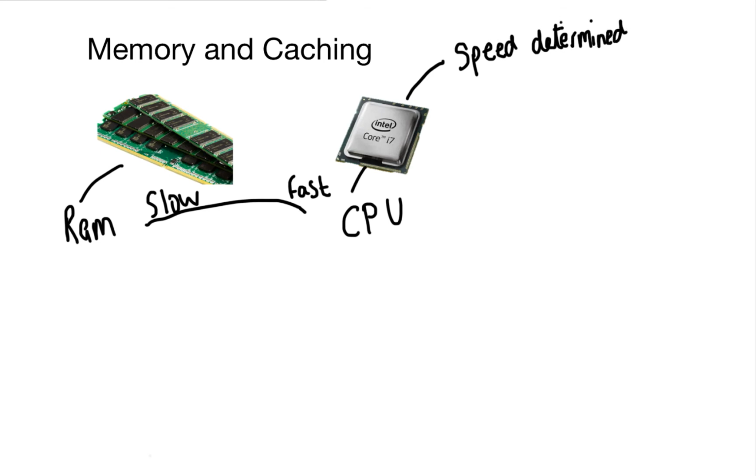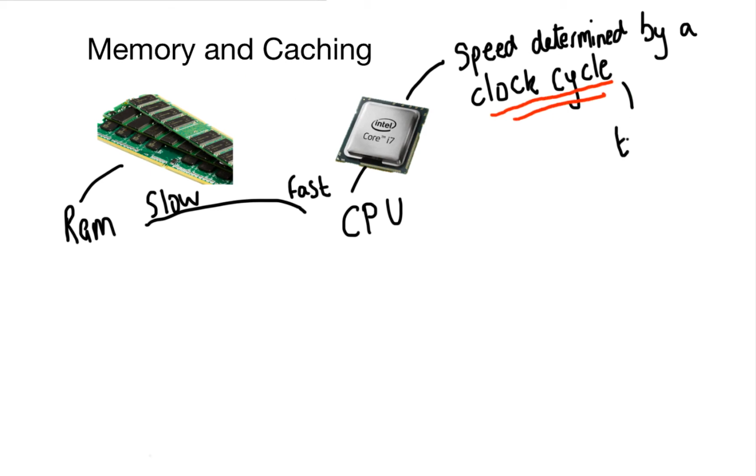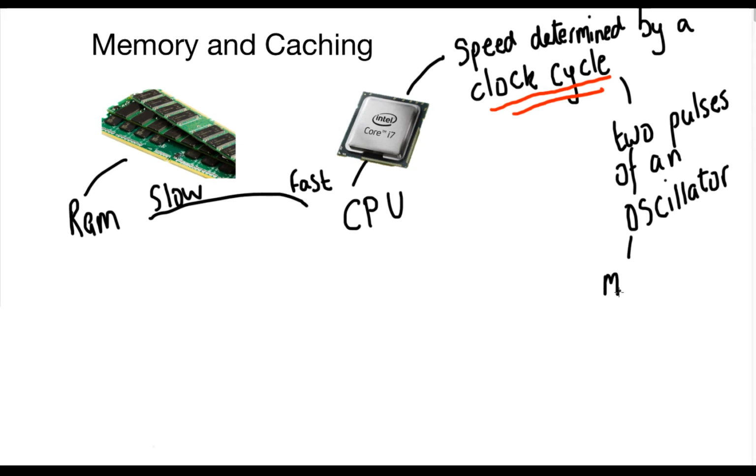The CPU's speed is determined by a clock cycle. A clock cycle is 2 pulses of an oscillator. Now you don't specifically need to know what an oscillator is. All you need to understand is that this is what keeps a steady beat in the processor. Now the more pulses that we have, the faster the processor can execute instructions.